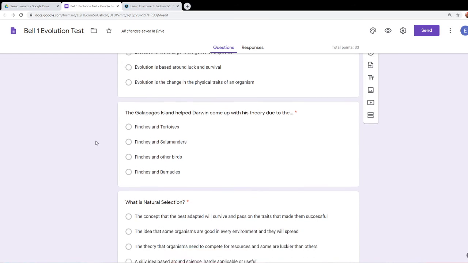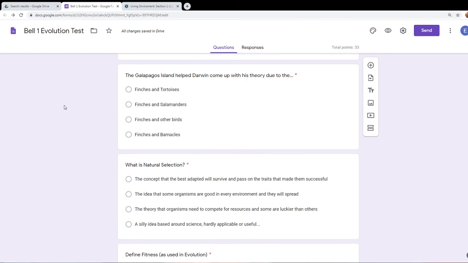The Galapagos helped Darwin come up with his theory due to, so which were the two animals that really helped Darwin out here? Was it finches and tortoises, finches and salamanders, finches and other birds, or finches and barnacles? Which were the two animals he saw in the Galapagos? Finches and tortoises, finches and salamanders, finches and other birds, or finches and barnacles.